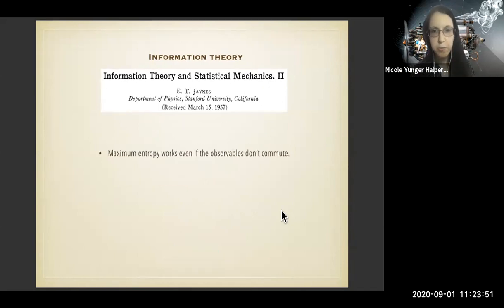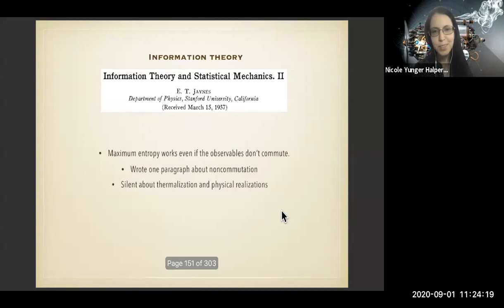James said that the principle of maximum entropy works even if the observables don't commute with each other. And that's all he said, basically. Not quite all he said, but he wrote only one paragraph about the non-commuting problem. When I read it, I thought, this is so fascinating. No one ever talks about non-commutation or not, in this context of thermalization or equilibrium states. Why didn't you say more? In particular, he doesn't talk about how a system could come to be in such a state, or what even such a physical system would look like that would be describable with such a state.